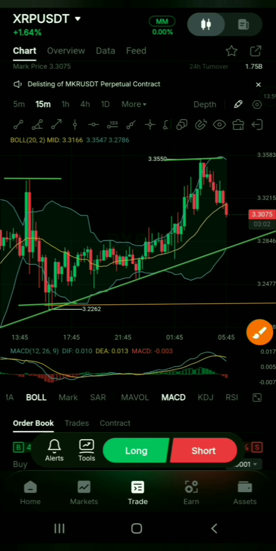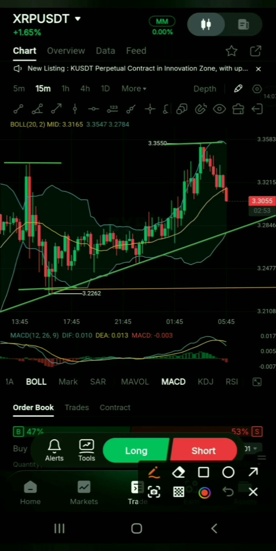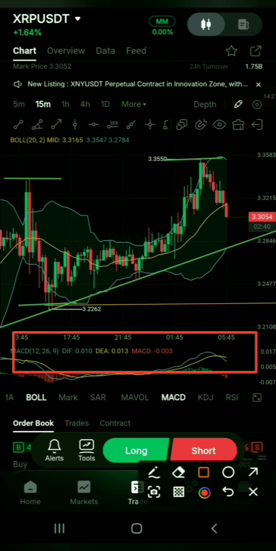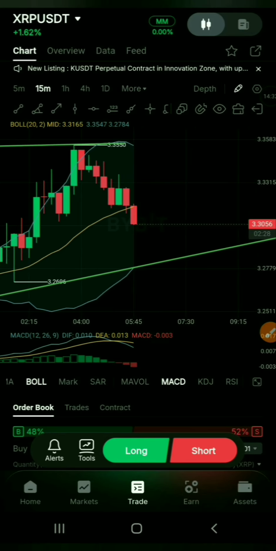Now, since we have confirmed this, the next thing you have to do is to use your MACD. We know that we are now on a retest level, so you just have to use your MACD to follow the trend. And when the MACD begins to print green histograms, that is when you are going to enter into the market. That is where you buy low and then tend to sell high. Let me zoom it out a little bit.